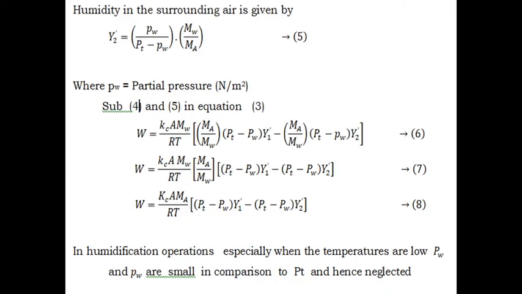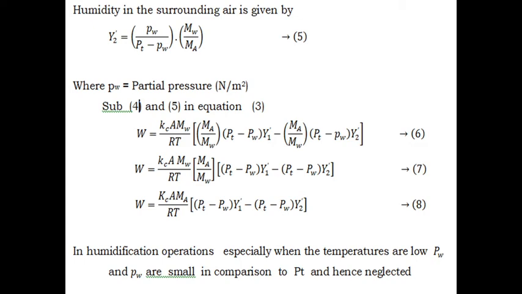Humidity in the surrounding air is given at point number 2. So the humidity Y2 dash is equal to, in terms of pressure, the molar humidity, small pw divided by Pt minus pw, times the molecular weight Mw by Ma for the air-water system. Here Y2 dash is the humidity in the surrounding air, small pw is the partial pressure of water in Newton per meter square, and Mw and Ma are the molecular weights of water and air. This is the fifth expression.